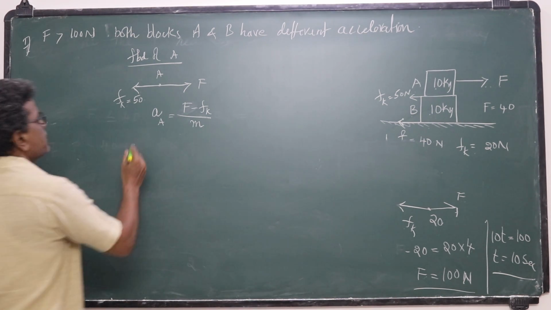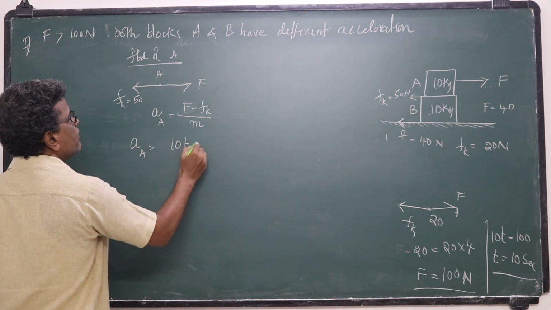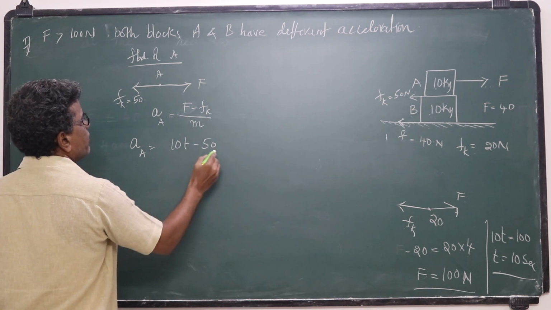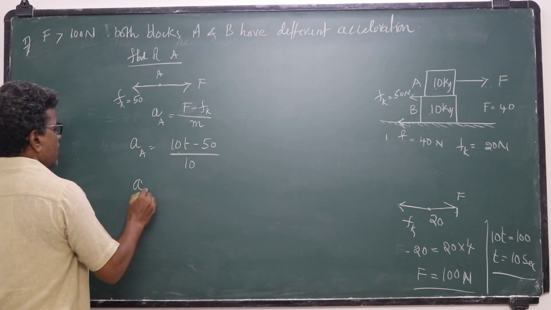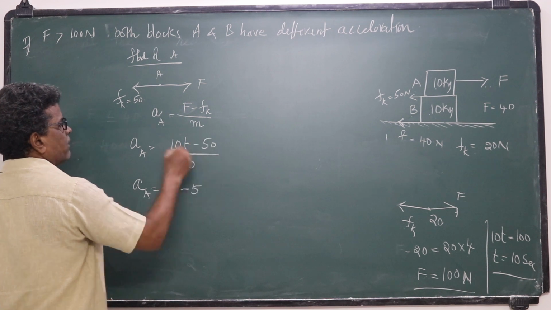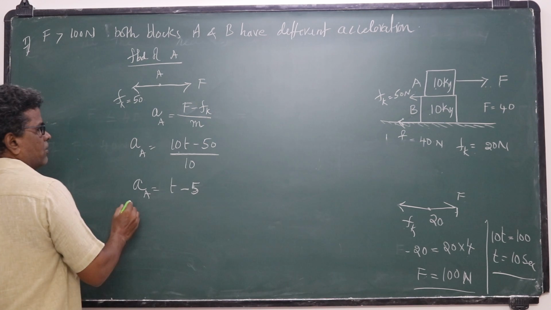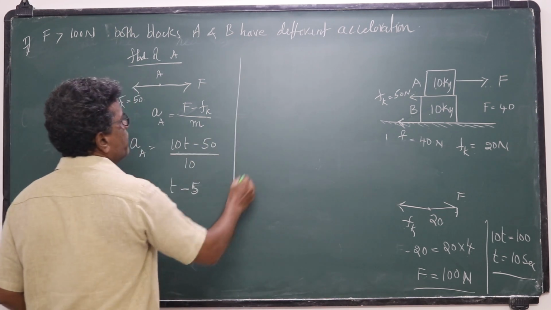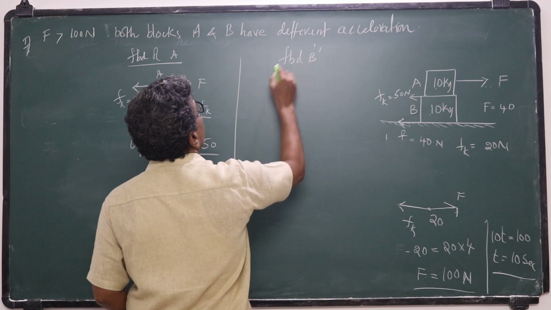So this is acceleration of A is equal to F, that is 10t, minus Fk, that is 50, by mass 10. So that is acceleration of A is t minus 5. Okay, so it goes on increasing. And acceleration of B, you write the FBD of B.